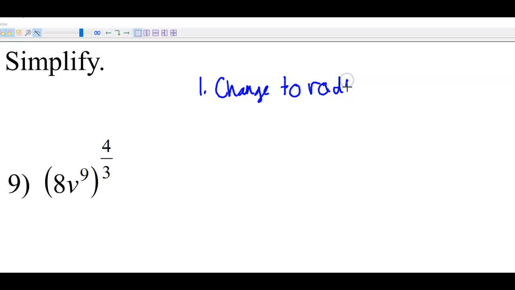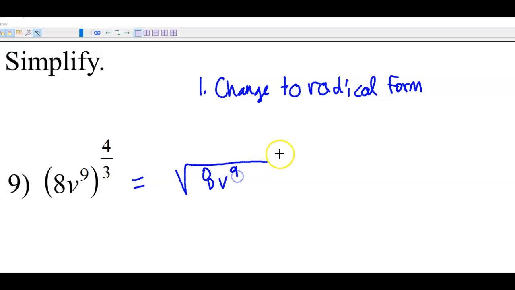So in order to do that, this is the same thing that we learned yesterday. I'm just going to put the 8v to the 9th underneath my radical. I know that the 4 is my power, so that will go up here. And the 3 is my root, so that will go down here in this little v. Now, I actually want to evaluate the 3rd root here, and I also want to evaluate the 4th power.